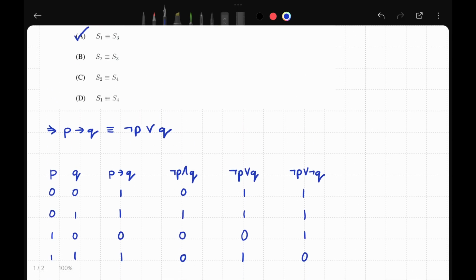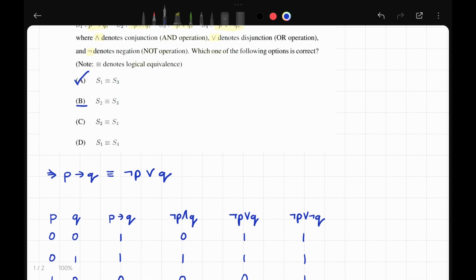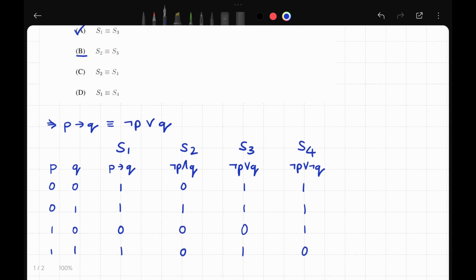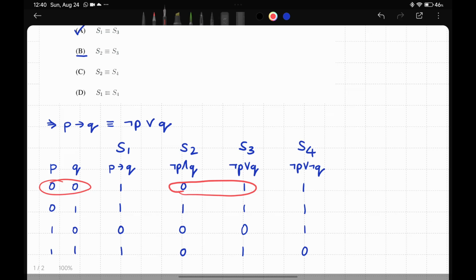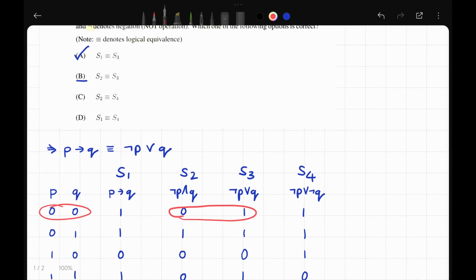Now if you compare the four tables that we got, let's look at the other options, right? Let's look at option B. S2 is equivalent to S3, which means, so I will also mark those. This is S1, this is S2, S3, S4. S2 is equivalent to S3. Is that true? Here it is 0, but here it is 1, right? For 0 0. So right from the first row you can say that this is false.